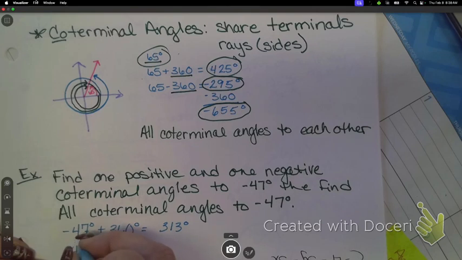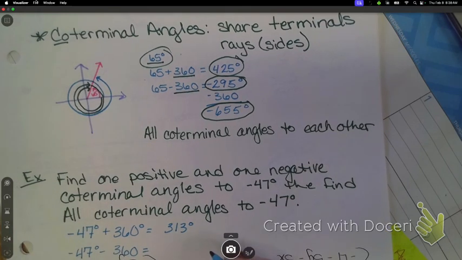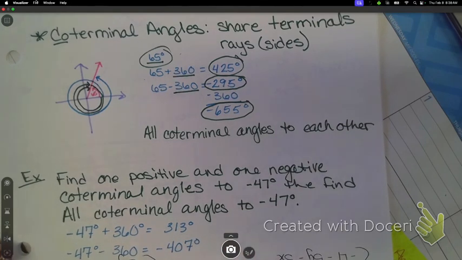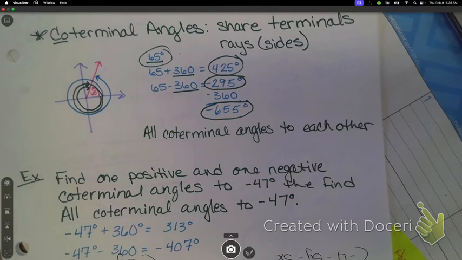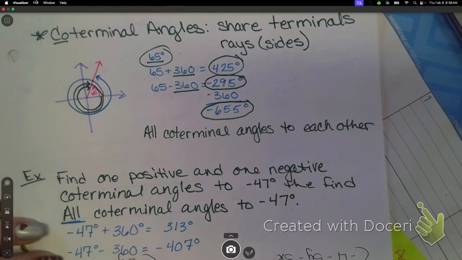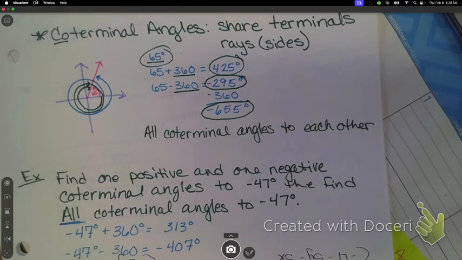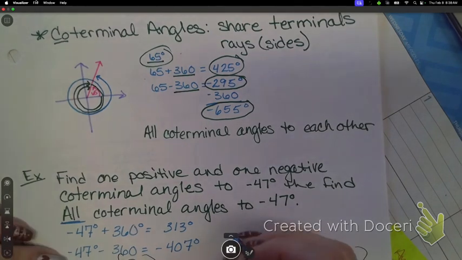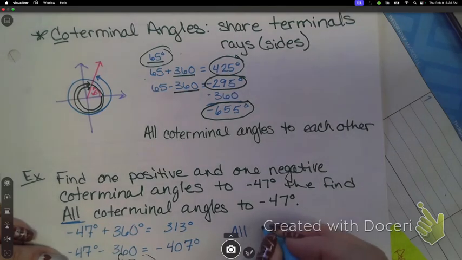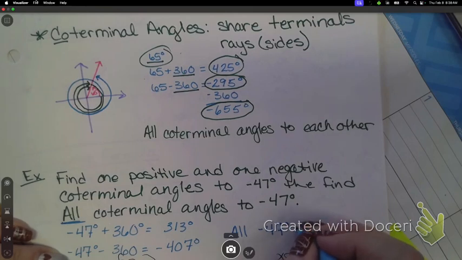Then I subtract 360. So negative 407. Make sense? Now, I haven't showed you all, have I? Because you can't write all of them, can you? No, because there's an infinite number. So for all, we put negative 47 degrees, excuse me. The book only puts plus. I put plus and minus, and I'll explain to you why.